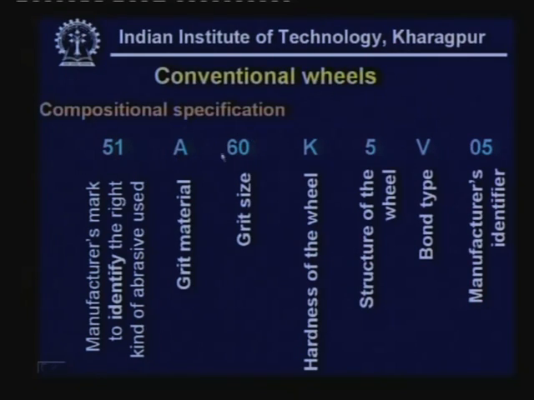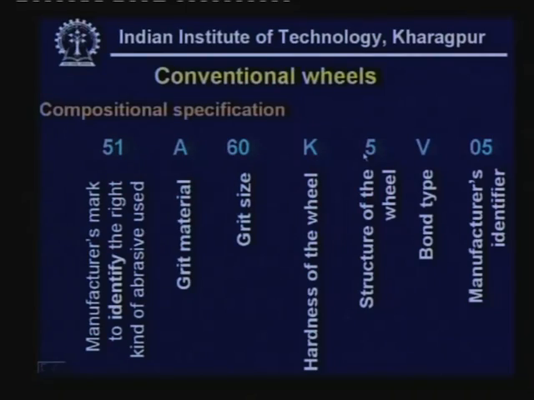Then comes a number 60 which shows the size of the grit. If it is 120, immediately we understand it is a finer grit. If it is 30, we understand that is a coarser grit or a large size grit. Then comes the hardness of the wheel. Actually, it is the strength of the bond with which the grit is held in the body, and this is provided by the basic formulation and the amount of the grit material which is used in the particular grinding wheel.